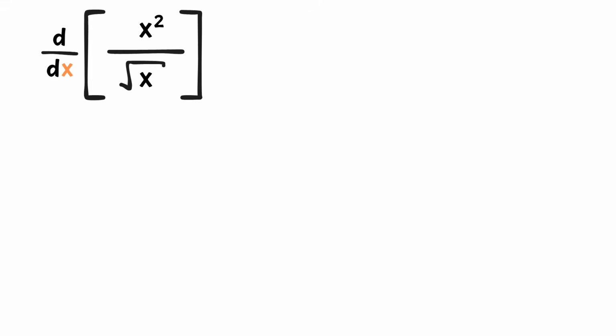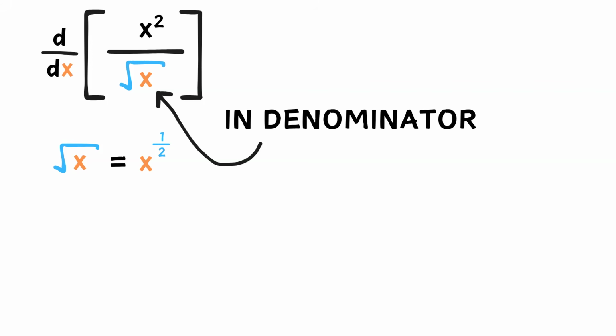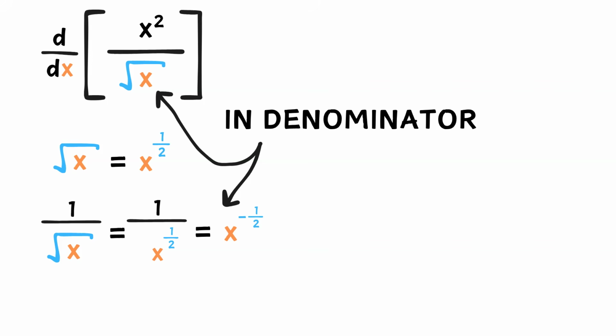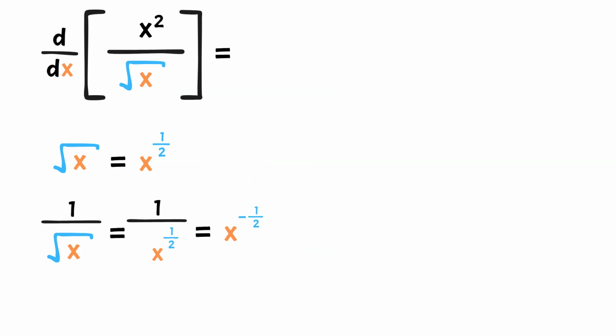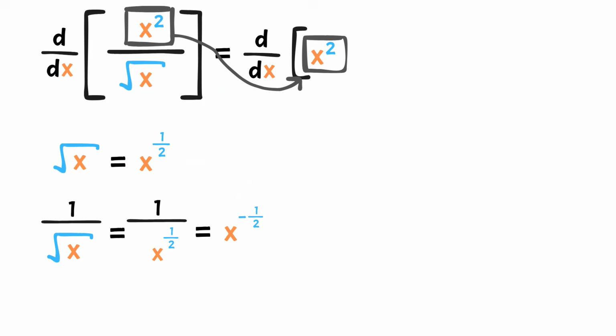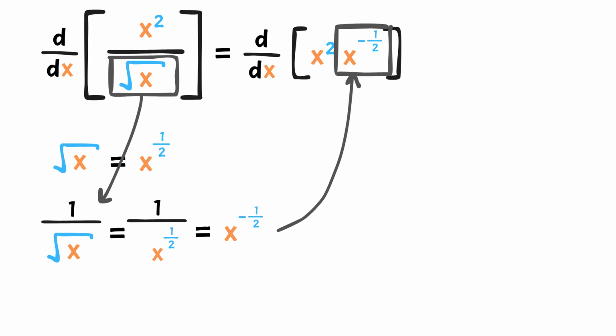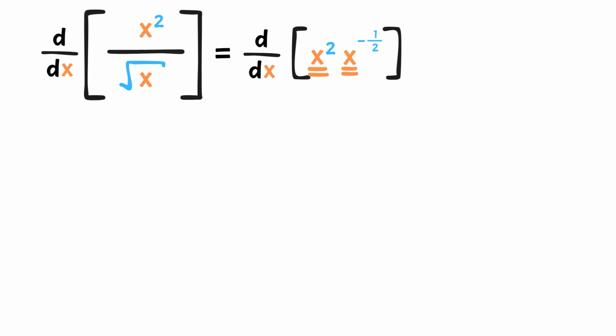In this example, we know that the square root of x is equivalent to x to the power of 1/2. Now, the square root of x is in the denominator. We know that 1 over the square root of x is the same as x to the power of negative 1/2. So really, we're taking the derivative of x squared times x to the power of negative 1/2. But wait a minute, both exponents have a base of x, so we can just add these exponents together. 2 minus 1/2 is 3 over 2.